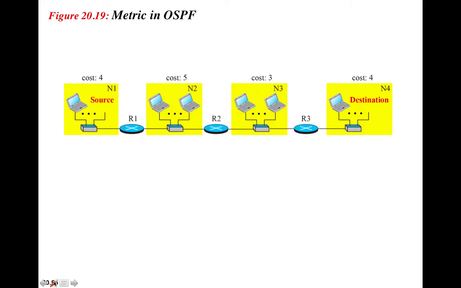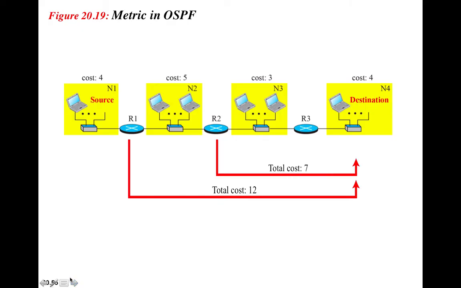In RIP, we looked at hops, right? We looked at the number of hops. We didn't really bother about the costs. However, in OSPF, we look at the costs. So for example, going from R1 to N4, the cost would be 5 plus 3 plus 4, which is 12. In RIP, it was 3 hops, but in OSPF, we're looking at the costs. Going from R2 to N4, it is 7. And going from R3 to N4, it is 4. So in this manner, we have different costs calculated from each router to reach a designated network.